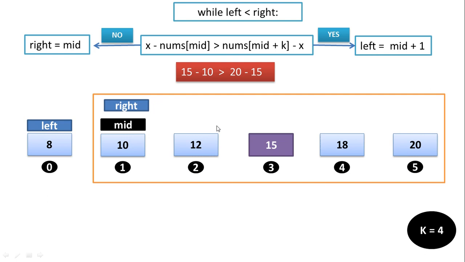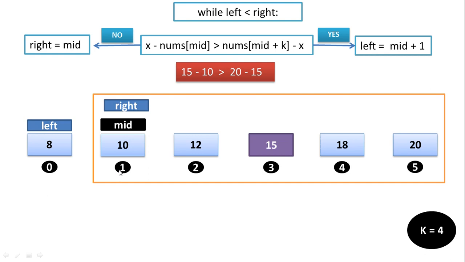Now that was it for the first iteration. It's now time to move on to the next iteration. And we once again check, is left less than right? And we find that yes, left is indeed less than right because left now points to 0, whereas right now points to 1. So we move inside our while loop and then we again compute the value of mid.